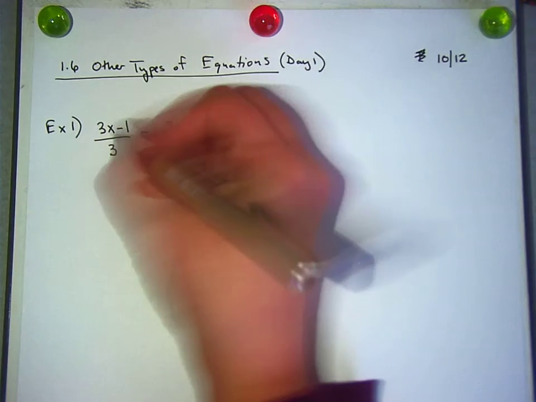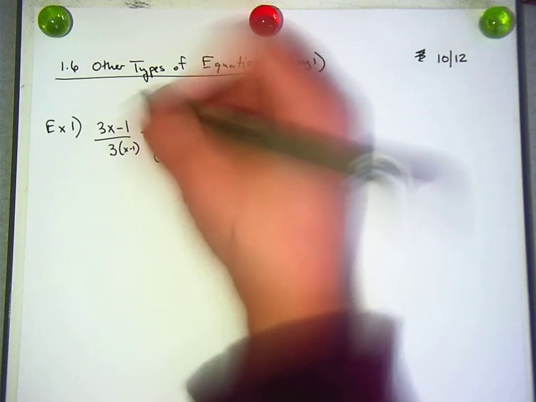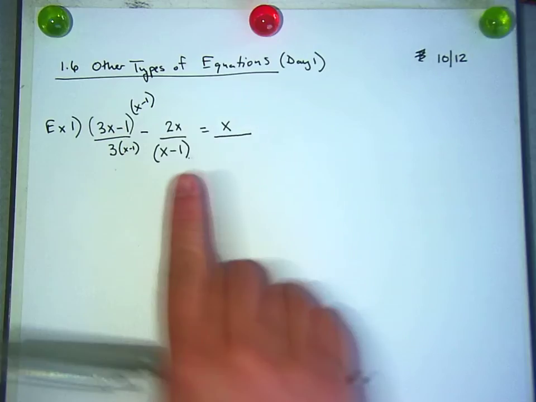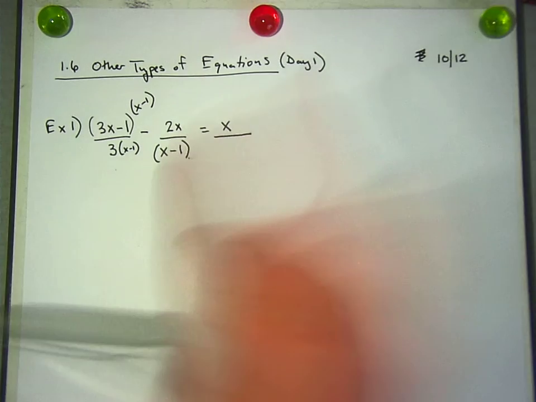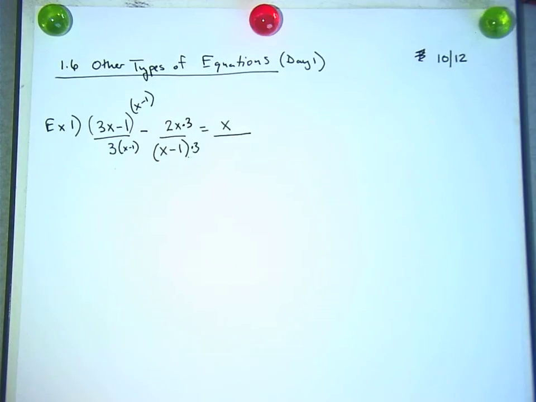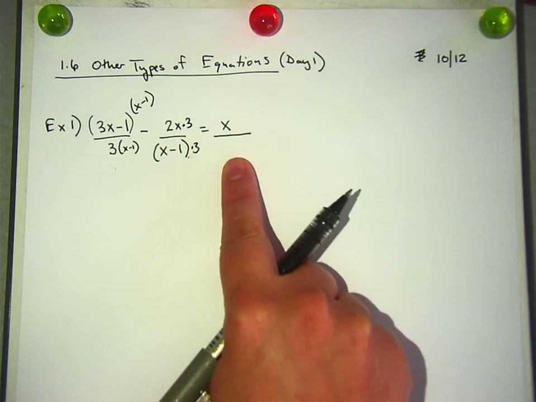All right, so what do I still need for this one here? X minus 1. All right, so I'm going to multiply by an x minus 1 here on the top and the bottom. What do I need for this one? 3. A 3. What do I need for this one? 3 times x minus 1. All of it.